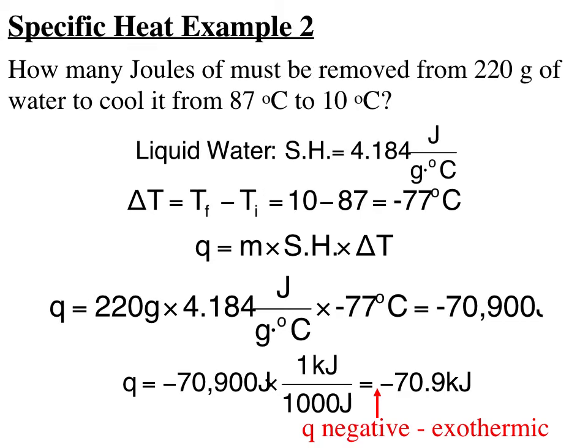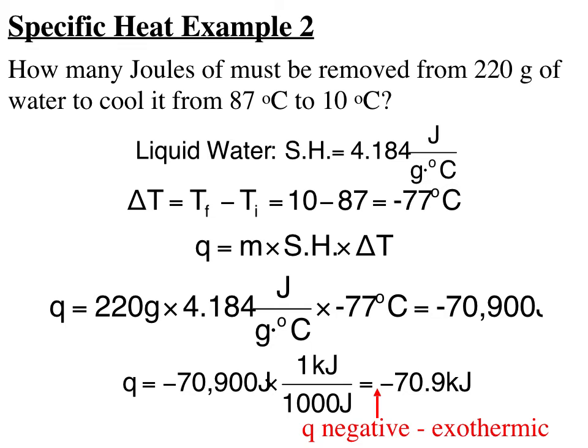Here's a second specific heat and calorimetry calculation example. So I'm asking here, how much heat must I remove from 220 grams of water to cool the water from 87 to 10? Now again, I would need the specific heat of liquid water, which is 4.184 joule per gram per degree C. Again, I would give you a value like that. Now what is important to you is that you note what the final and initial temperatures are and put them in the formula correctly. So the delta T is a negative 77 degrees C when I do this.